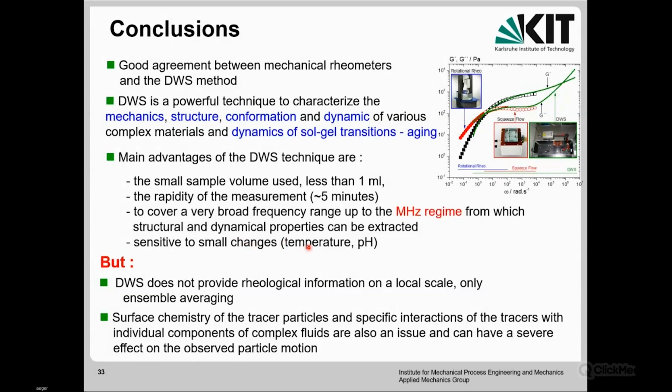Some drawbacks of DWS: it doesn't provide rheological information on a local scale, only ensemble averaging. And also, the surface chemistry of the tracer particle and specific interaction of the tracer with individual components of a complex fluid are also an issue and can have a severe effect on the observed particle motion. So you have to take care about the interaction of the tracer particle and the medium.